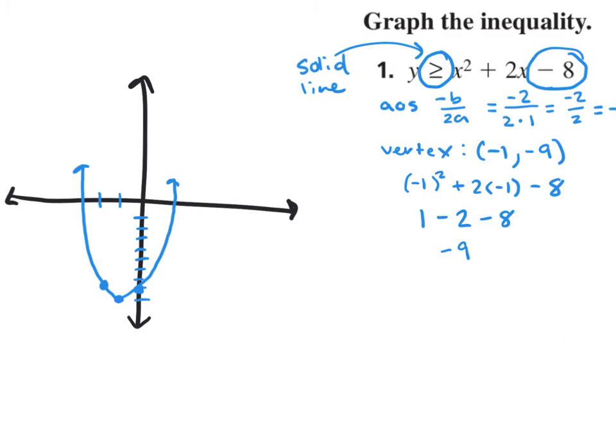What do we need to do next? Pick a point inside of our parabola. So what's a point inside of our parabola? -1, -1? That's what you said, Alex? Okay. So we're going to plug in our x and plug in our y. So we have -1 is greater than or equal to -1 plus -1 squared plus 2 times -1 minus 8.